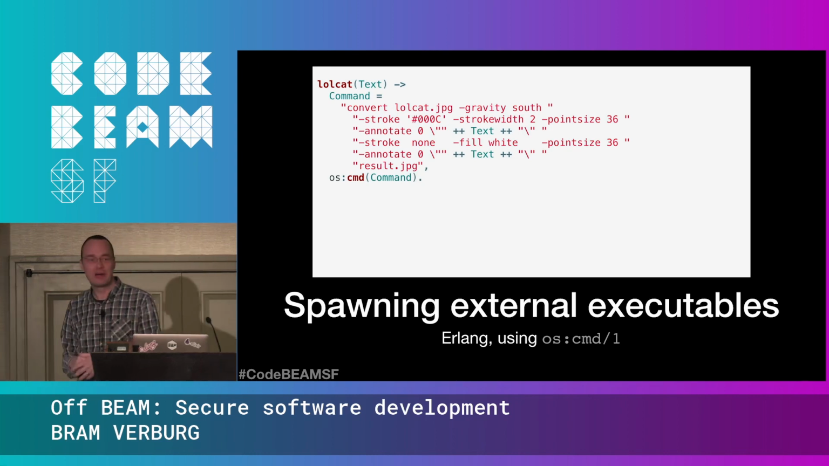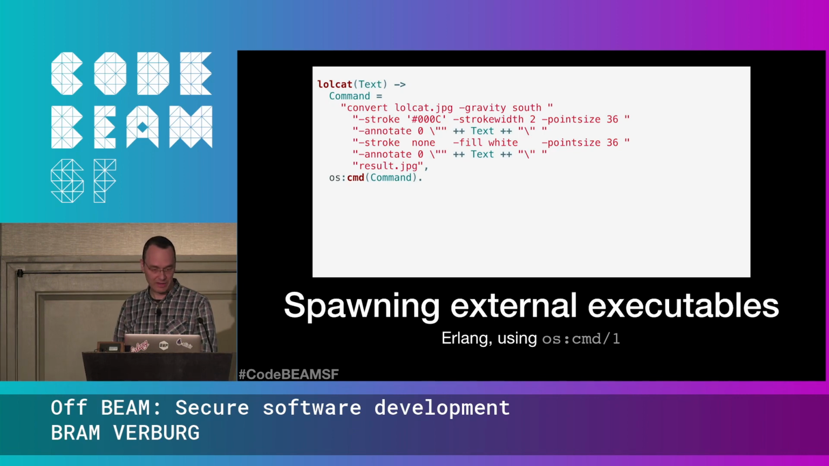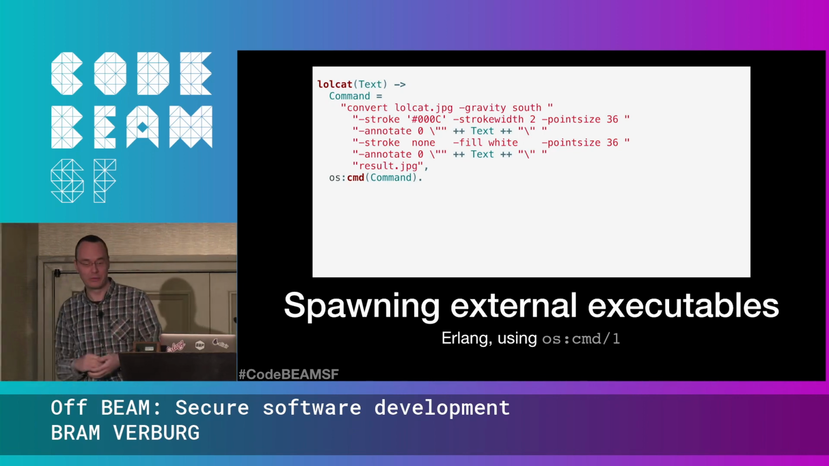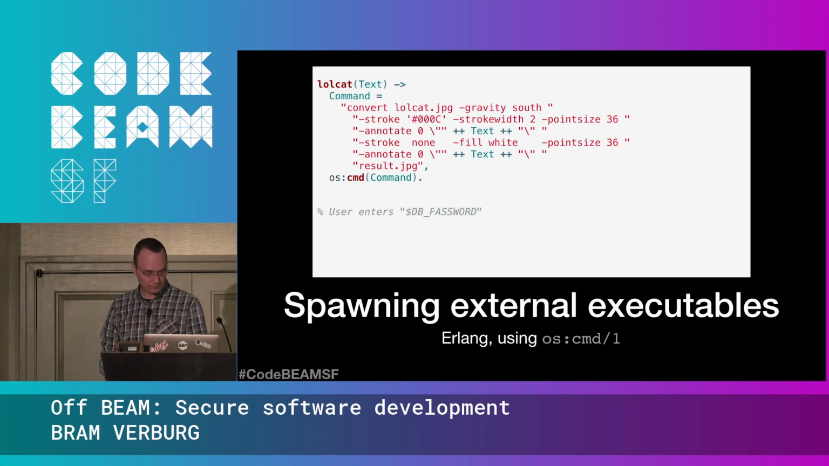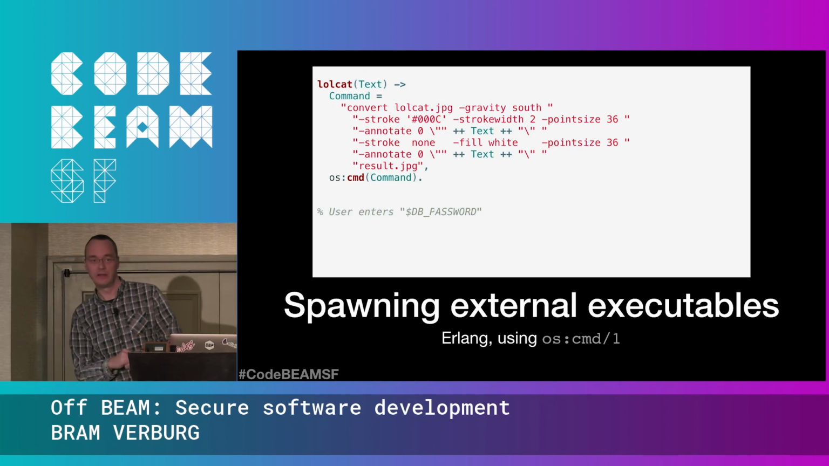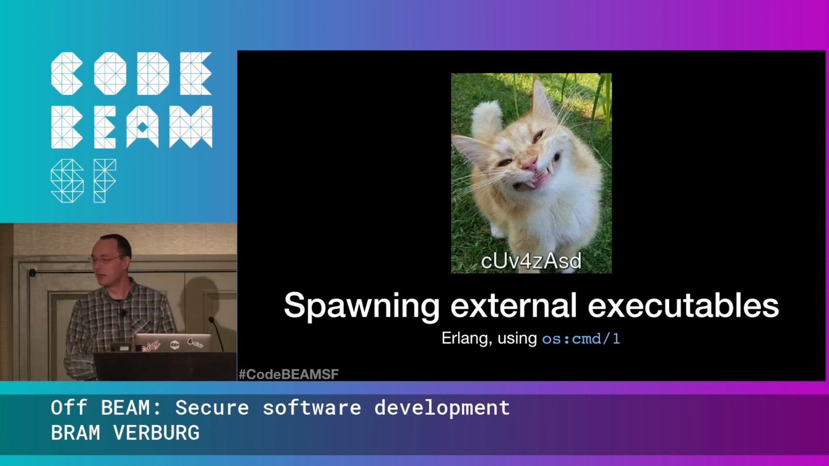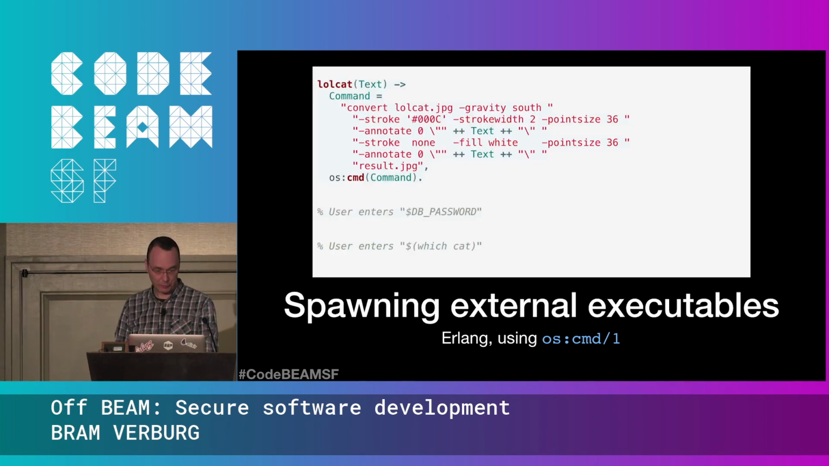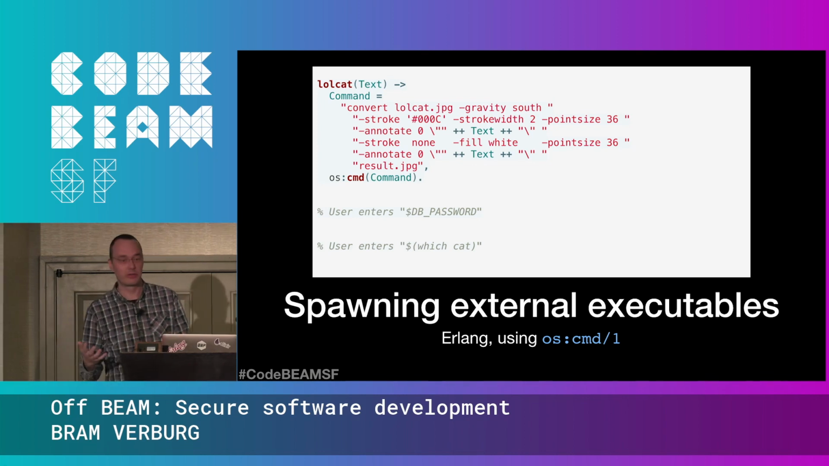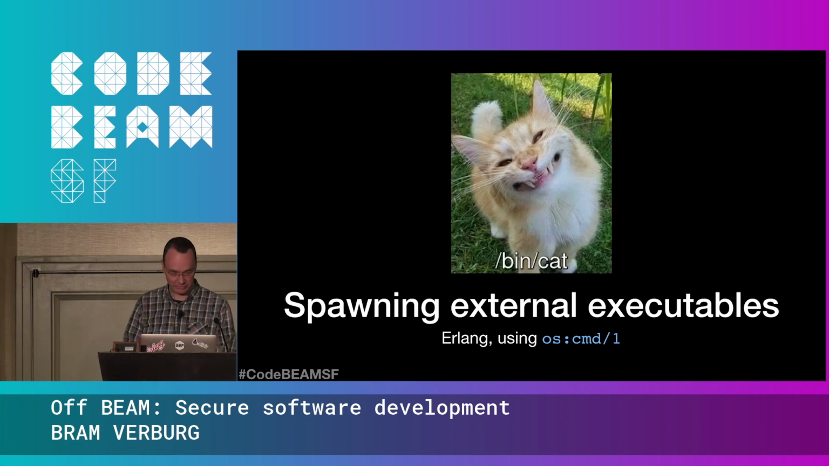So let's look at an example. Here's a website that lets you add a caption to an image. And I'm basically concatenating all the arguments into a string and passing it to os:cmd. Now, if the user enters an environment variable like this, this will render the value of my environment variable on the image. Okay, and of course, the attacker can do much more dangerous things. For example, run a command, which cat? Well, we saw a cat, which cat? This cat, /bin/cat.